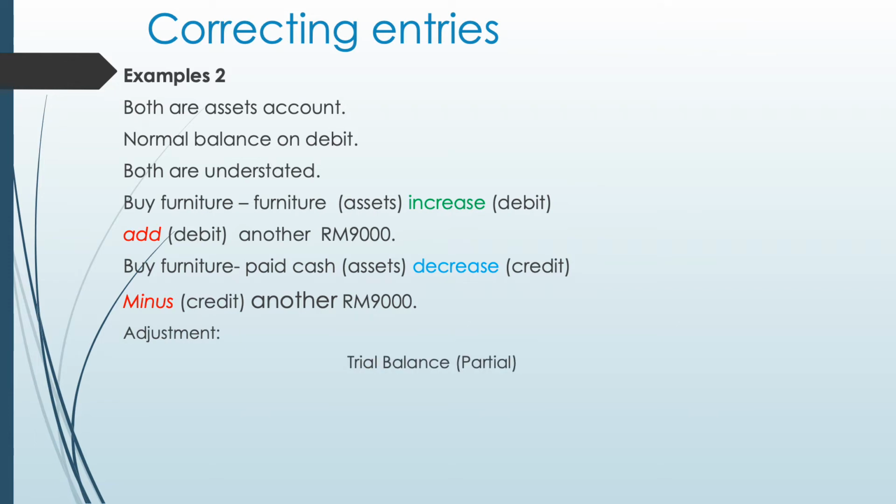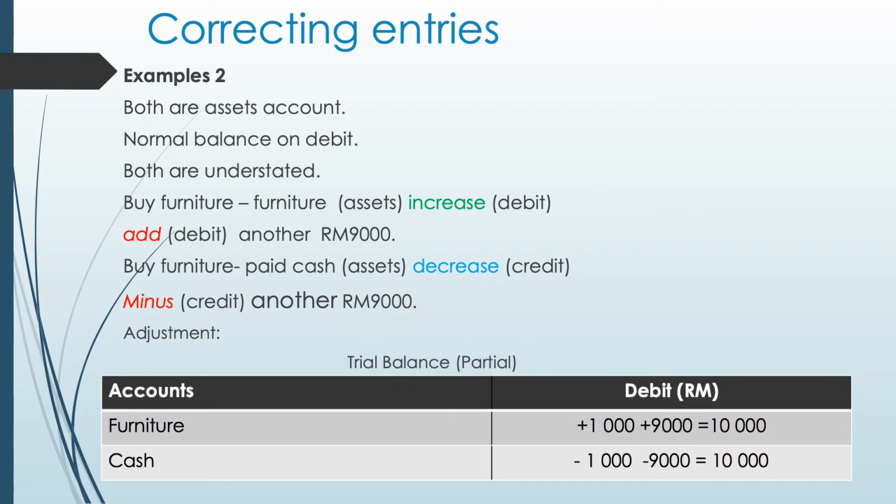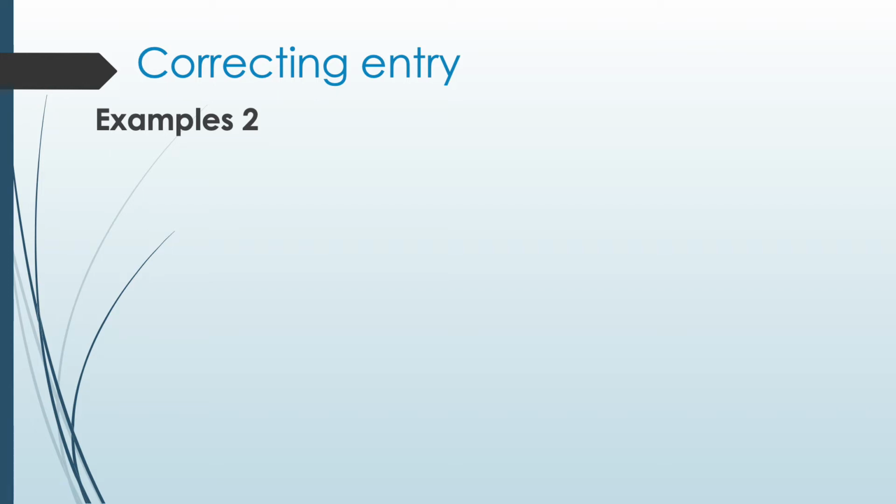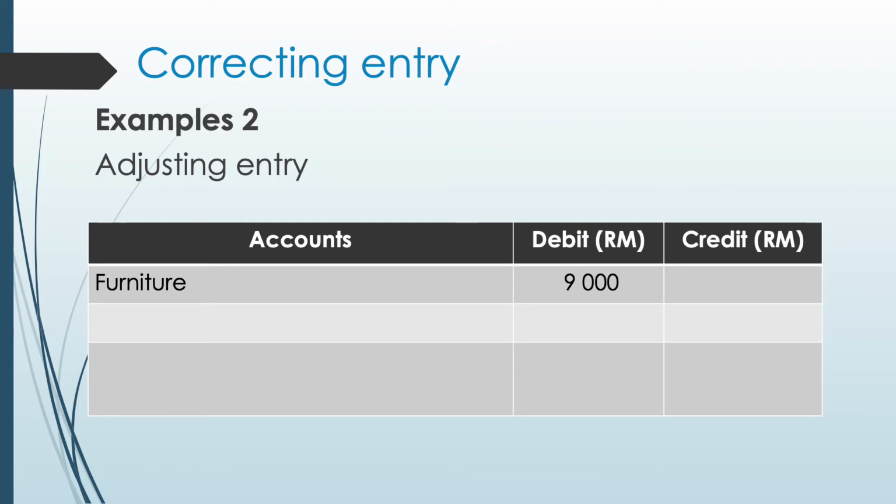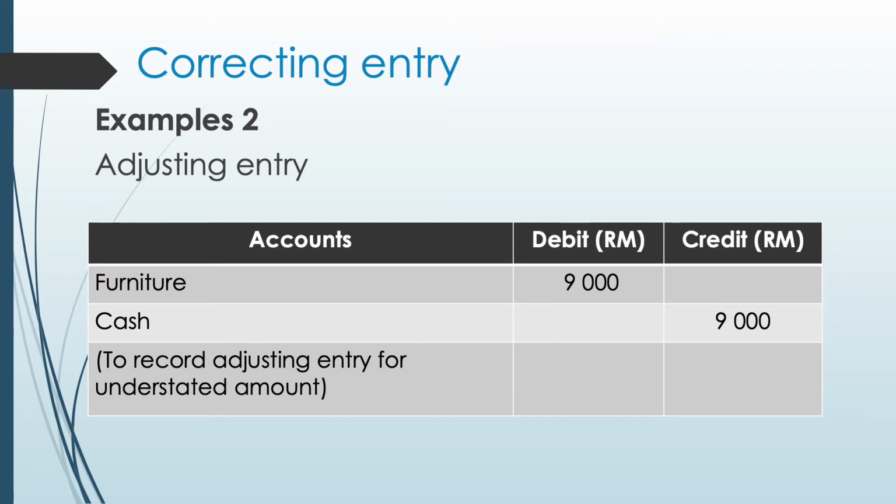Adjustment, trial balance partial. Furniture, we add another 9,000 ringgit to become 10,000. Cash, we minus another 9,000 ringgit to become 10,000. Adjusting entry, therefore, debit furniture 9,000 ringgit. Credit cash 9,000 ringgit. Therefore, the description will be to record adjusting entry for understated amount.